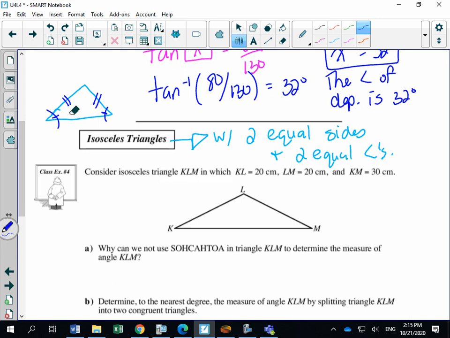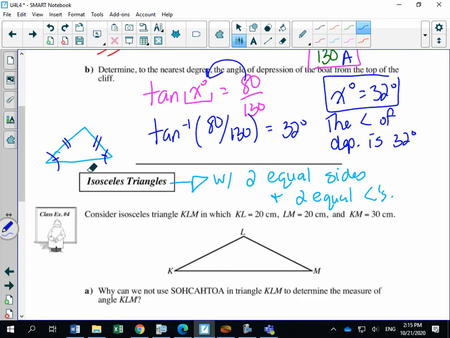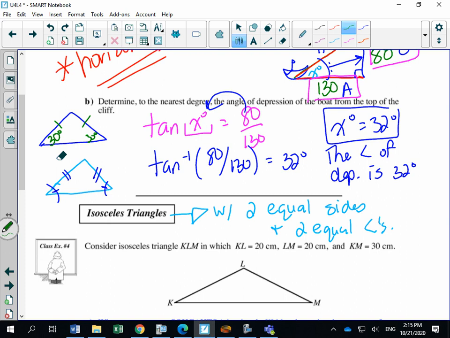If, for example, I told you that this is an isosceles triangle, and this was 30 degrees, and this is 30 degrees, because if it's isosceles, these two would be the same. Do you know how to calculate what this would be? What would it be? 180 minus what? 180 minus 30 minus 30. So that would be how many degrees? 120. So we're going to need to know that for this next question.